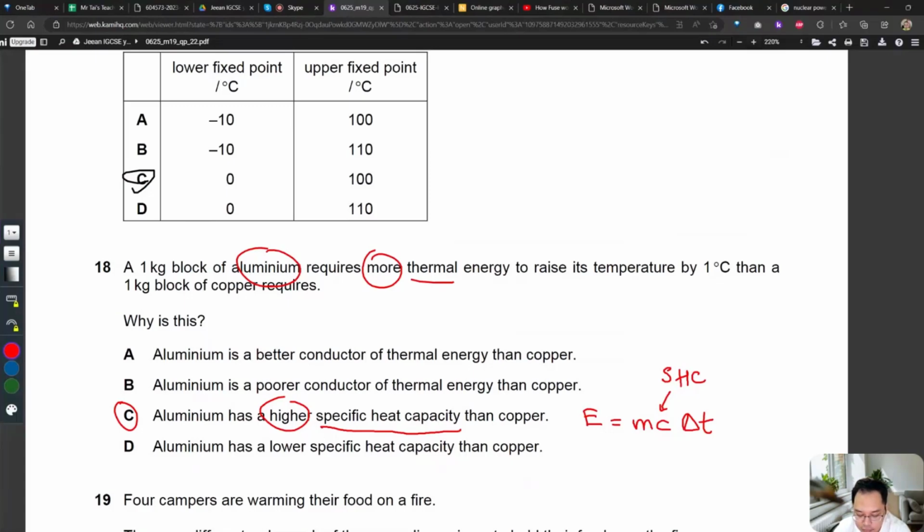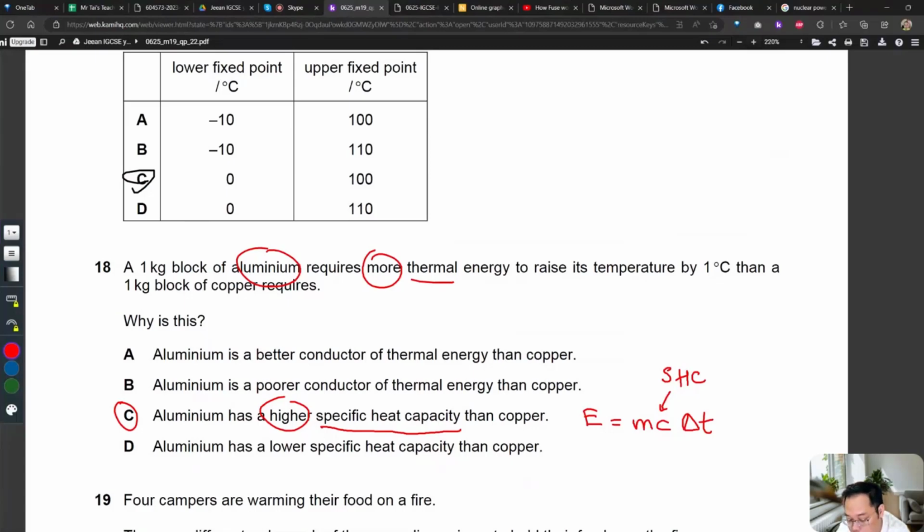For example, in this case, aluminum requires more thermal energy than copper. It means aluminum has a greater specific heat capacity compared to copper. It is easier for copper to increase in temperature and get hotter than aluminum.